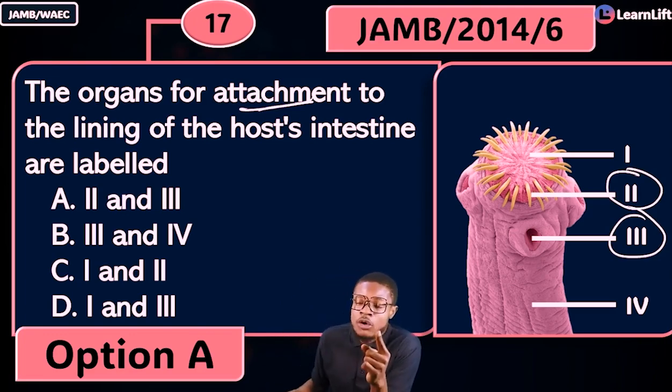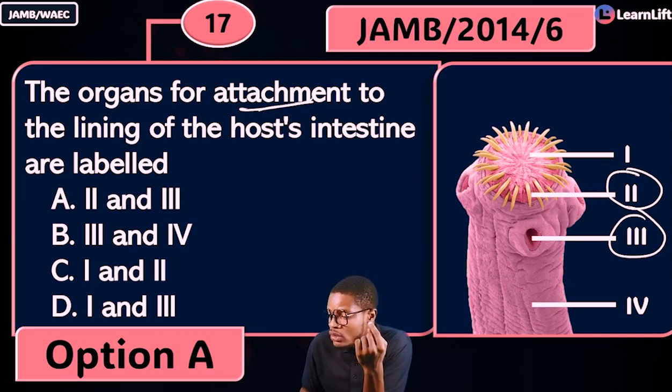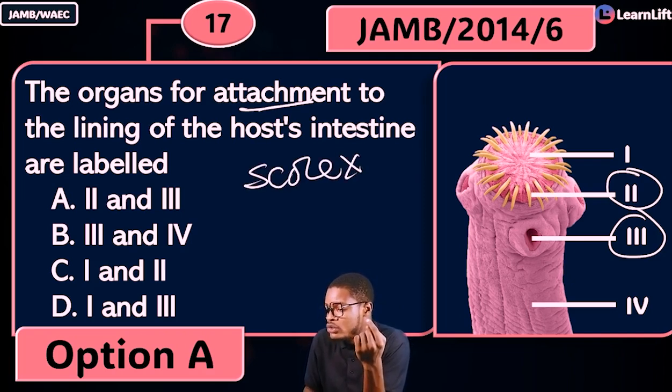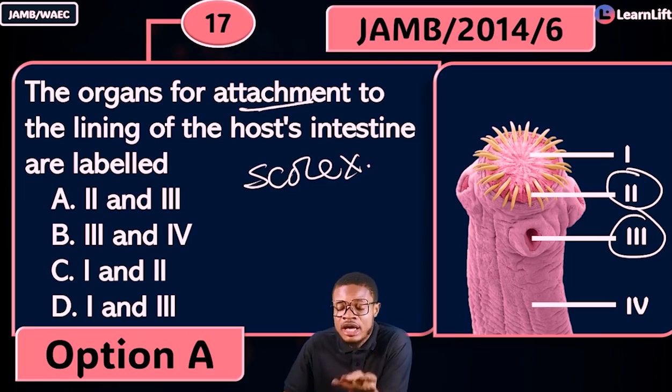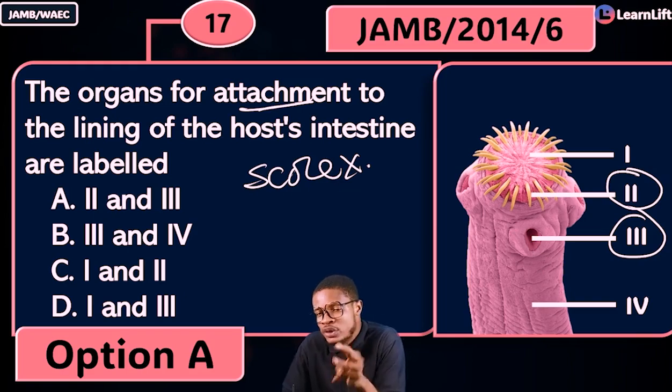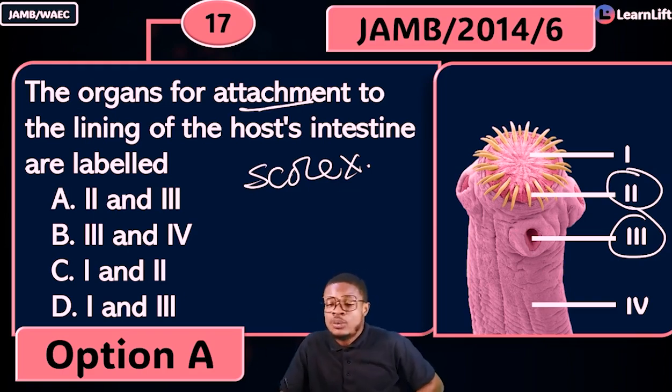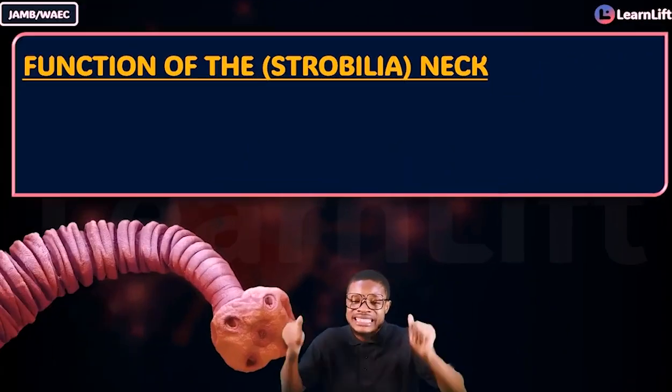What is the head of your tapeworm also called? It is called the what? The scolex. I told you that in your tapeworm there are 3 major things: the scolex, the strobilia or the neck, and then the proglottids. Can we look at the second part, which is the strobilia or the what? The neck.